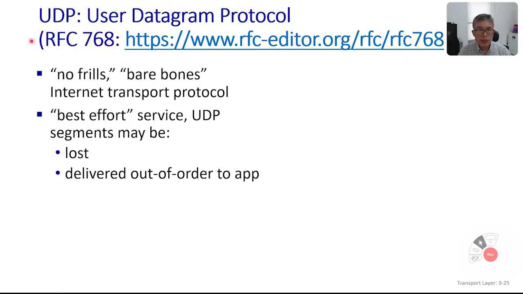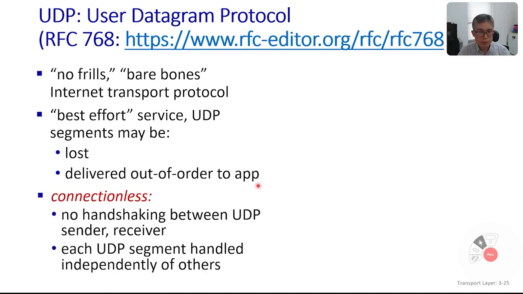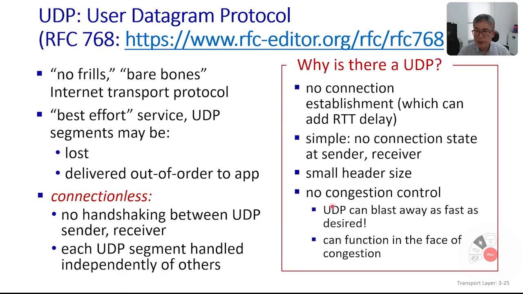UDP is specified in RFC 768. It has no frills, no decorations, no fancy functions. It is a bare-bones, basic function based on the IP protocol. It is best effort, so UDP segments may be lost or delivered out of order to applications. It is called connectionless: there is no handshaking like TCP, and each UDP segment is handled independently of others.